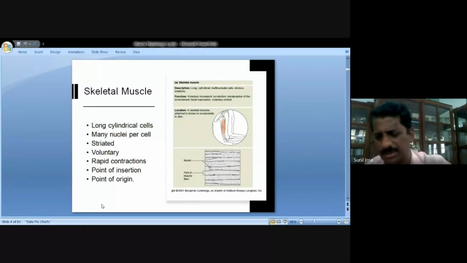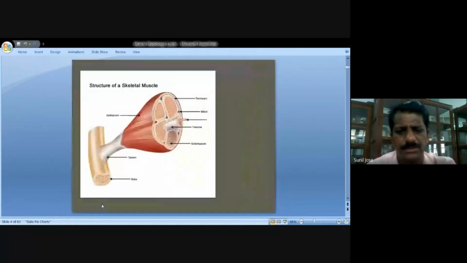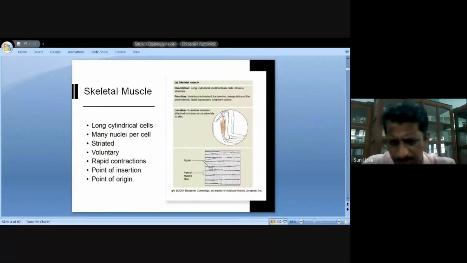Here you can see the structure of a skeletal muscle. Inside the skeletal muscle we can find this kind of structure. They are formed of very long and cylindrical shaped cells. Another feature of the skeletal muscle is that inside each skeletal muscle fiber several nuclei will be present. It is a multi-nucleated structure.